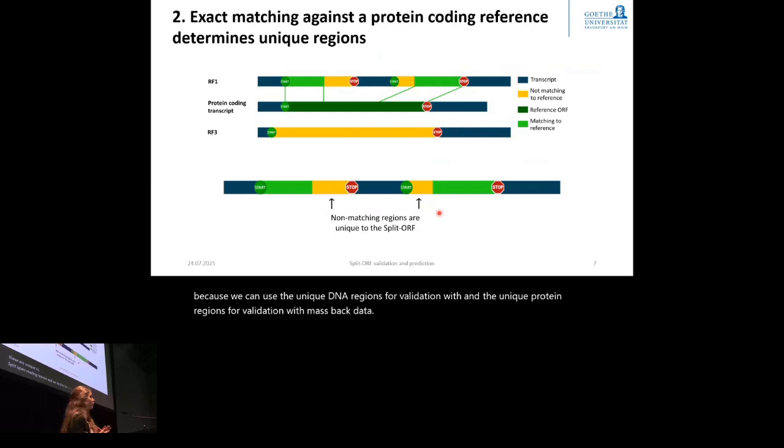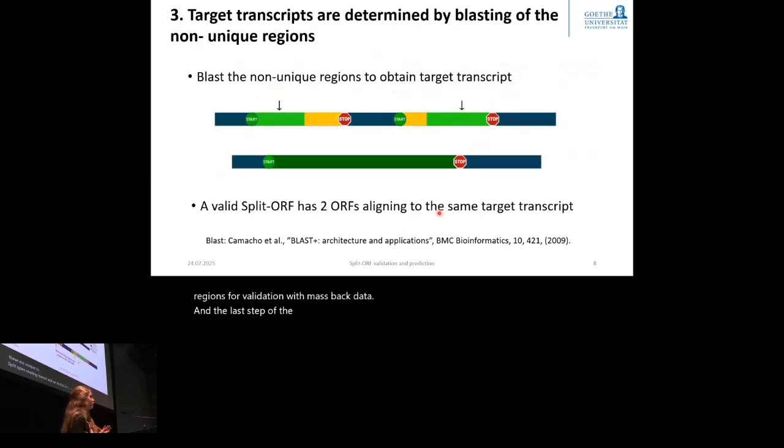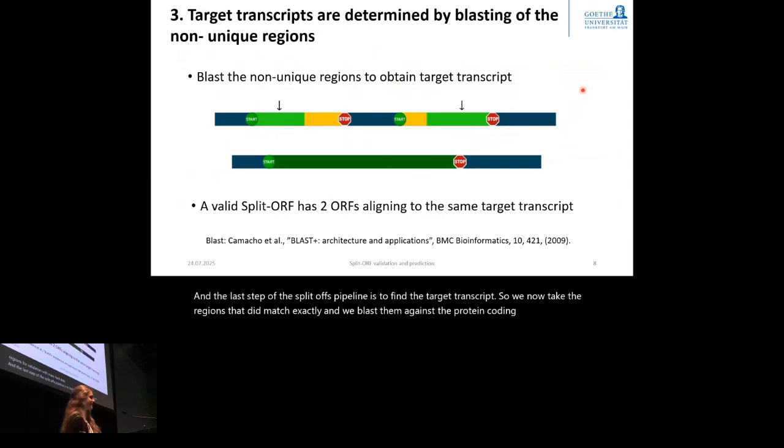And the last step of the split-ORFs pipeline is to find the target transcript. So we now take the regions that did match exactly, and we BLAST them against the protein coding reference. This we can use to identify the potential split ORFs, because a split ORF needs to have at least 2 open reading frames, and both of these open reading frames need to align to the same target sequence.